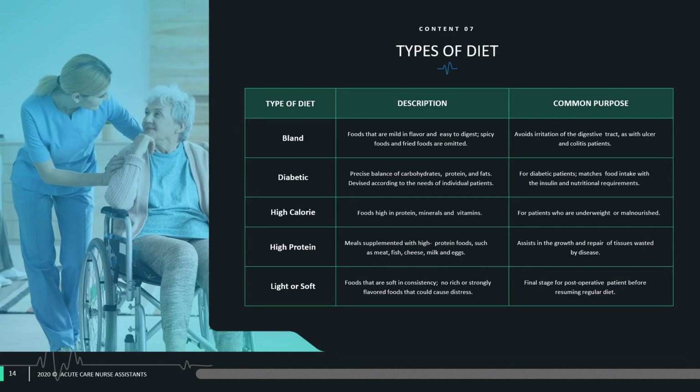High protein. Meals supplemented with high-protein foods such as meat, fish, cheese, milk, and eggs. Assists in the growth and repair of tissues wasted by disease. Light or soft. Foods that are soft in consistency, no rich or strongly flavored foods that could cause distress. Final stage for postoperative patient before resuming a regular diet.